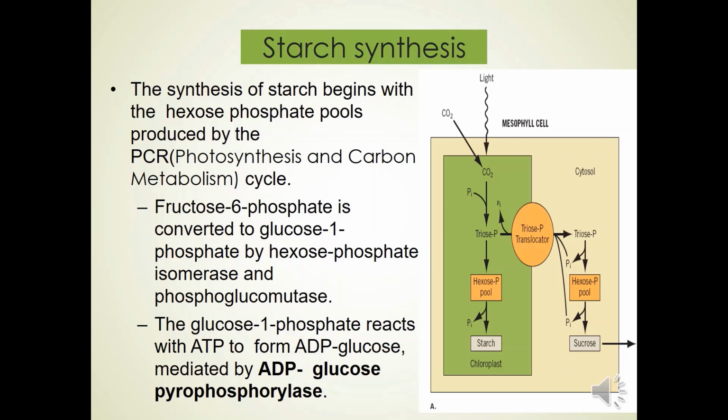However, in that process, you need to know that fructose 6-phosphate converts to glucose 1-phosphate, both of which are hexose sugars. So from the hexose P pool, fructose 6-phosphate converts to glucose 1-phosphate. Then in the hexose P pool, glucose 1-phosphate reacts with ATP, removing the inorganic phosphate and forming ADP glucose. So this process is mediated by ADP glucose pyrophosphorylase.